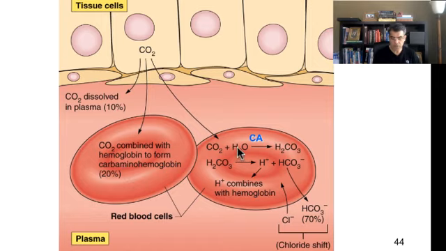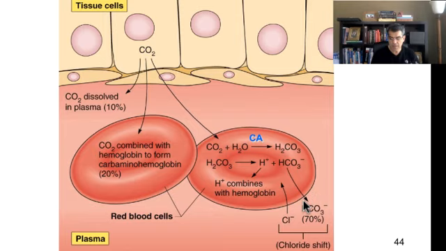CO2 is going to add to the water, is going to create carbonic acid. Carbonic acid is going to break down to H and HCO3. HCO3 is going to leave the RBC. Remember, this is going to happen inside the RBC. HCO3 is going to leave the RBC and come to the plasma. Now, when the HCO3 comes to the plasma, then the plasma is going to have more anions.